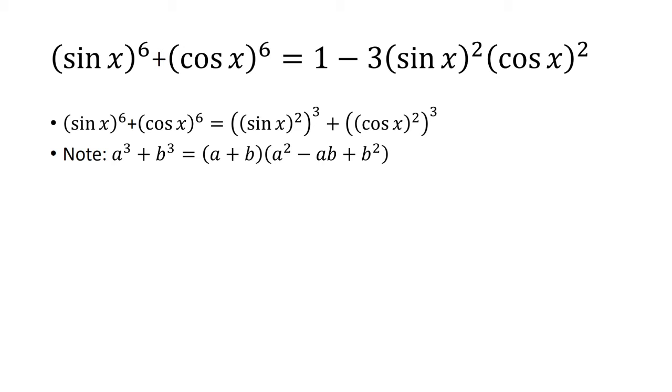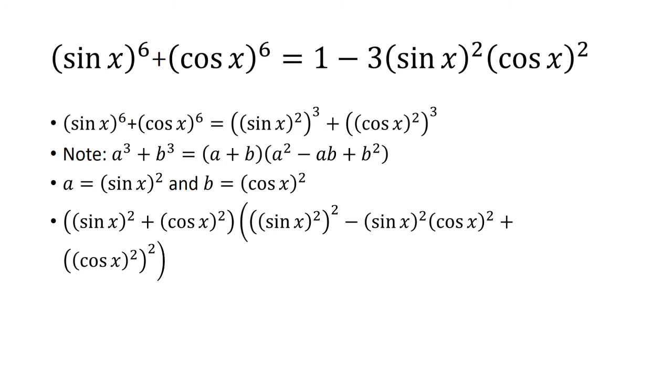Well, if we have a cubed plus b cubed, that's the same thing as taking quantity a plus b and multiplying it with a squared minus ab plus b squared. Here a is sine squared and b is cosine squared. So we're going to replace sine squared and cosine squared in the formula. So we'll get sine squared plus cosine squared, and then multiply that by sine squared squared minus sine squared times cosine squared plus cosine squared squared.